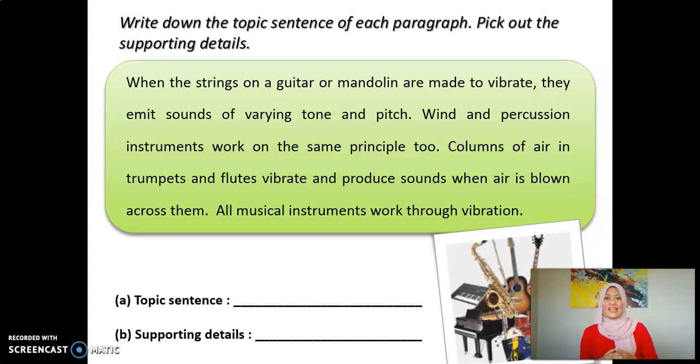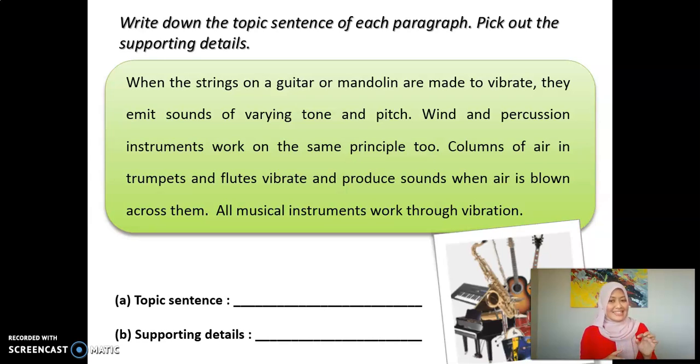Moving on to the last exercise, exercise 3. When the strings on a guitar or mandolin are made to vibrate, they emit sounds of varying tone and pitch. Wind and percussion instruments work on the same principle too. Columns of air in trumpets and flutes vibrate and produce sounds when air is blown across them. All musical instruments work through vibration.